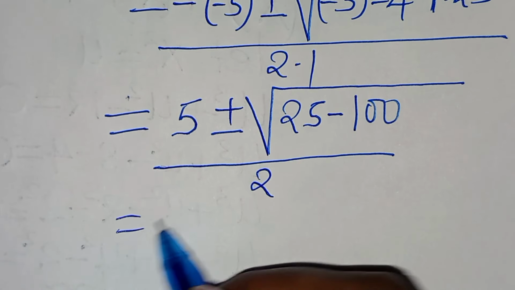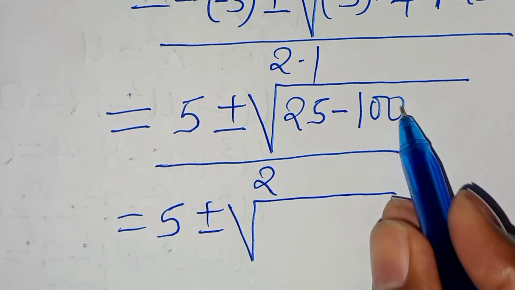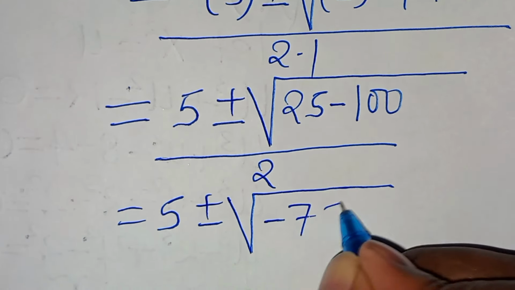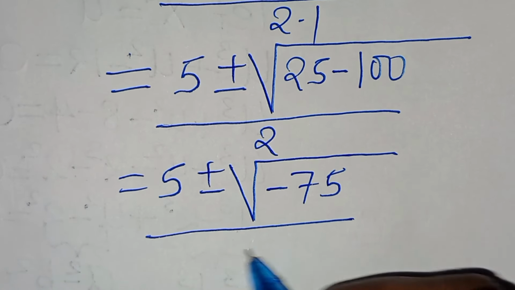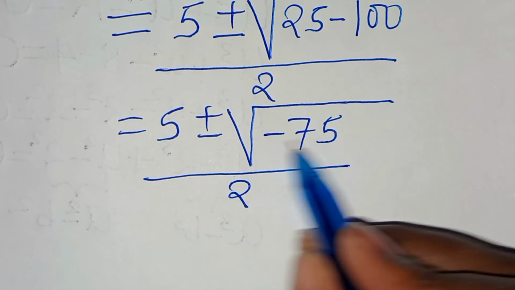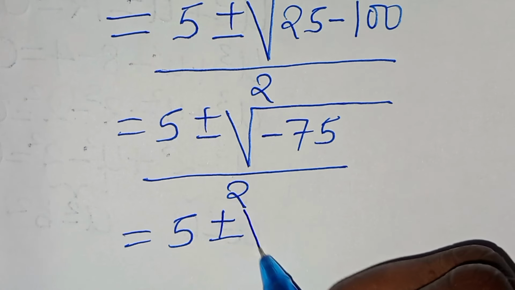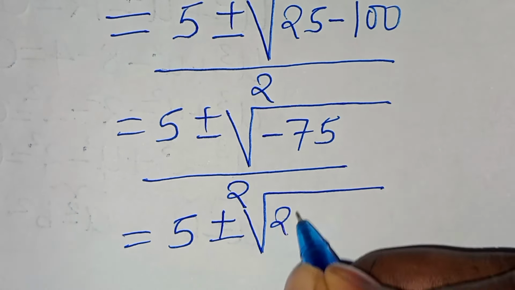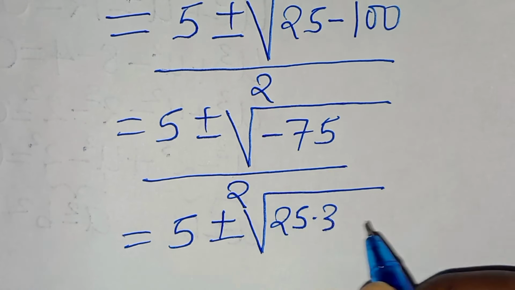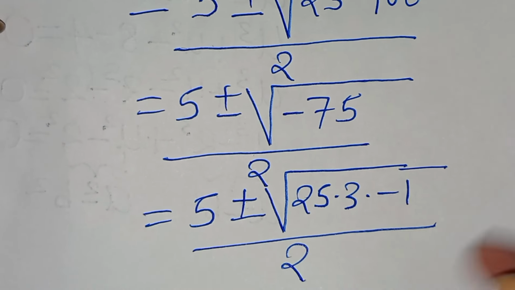So we have 5 plus or minus the square root of 25 minus 100, this is minus 75, everything divided by 2. We can express the square root of minus 75 as the square root of 25 multiplied by 3 multiplied by minus 1, everything divided by 2.